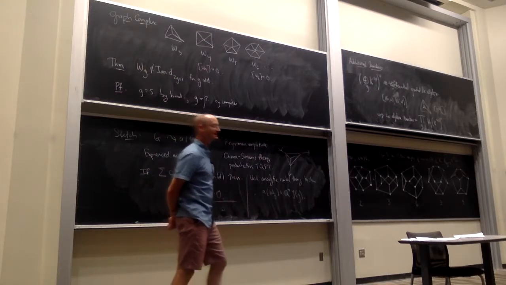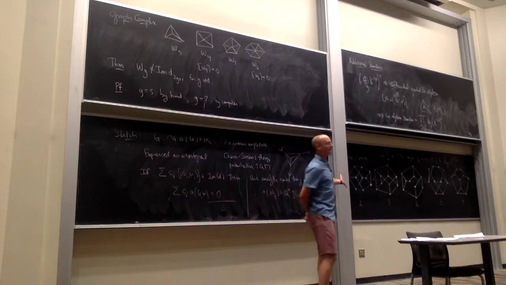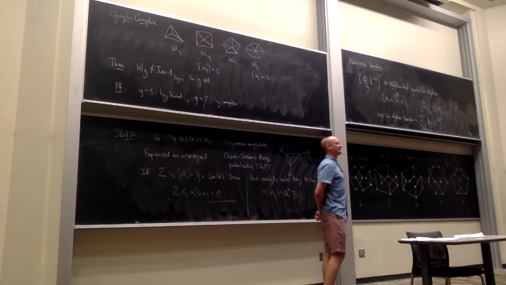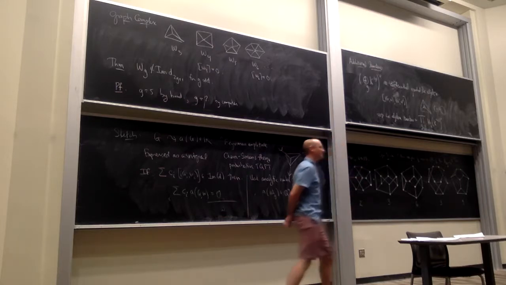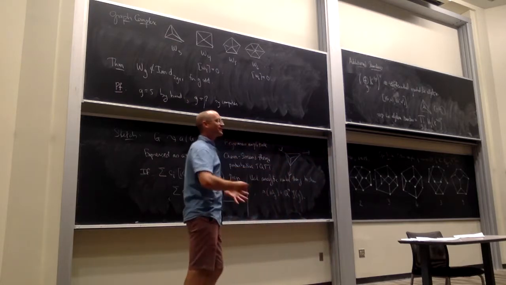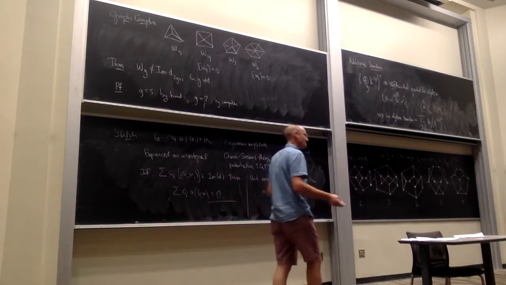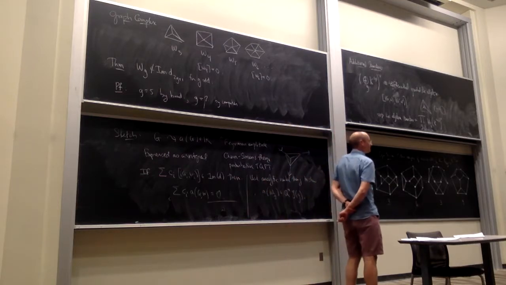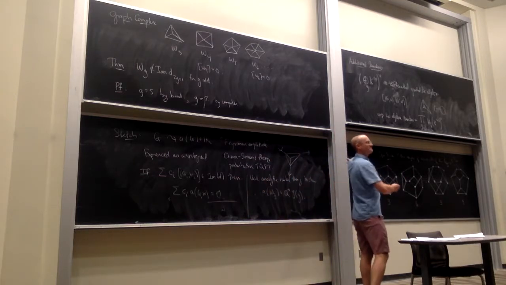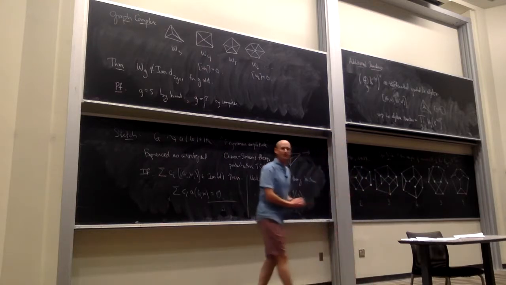I would guess yes. And yet, I don't know how to write down even one more example. So I know there are no more examples for g equals 6, but I don't know the answer for g equals 7. So there's a challenge problem: write down linear combinations of graphs, genus 7, 18 edges, 12 vertices, such that D is equal to 0. So there's a problem.